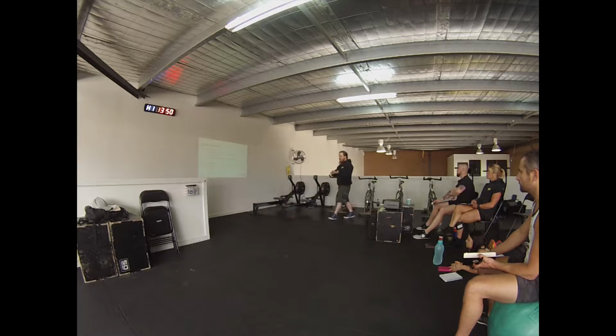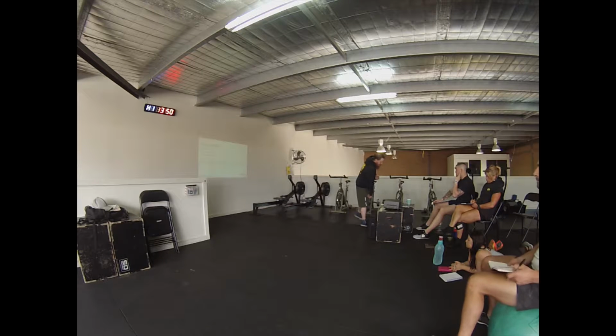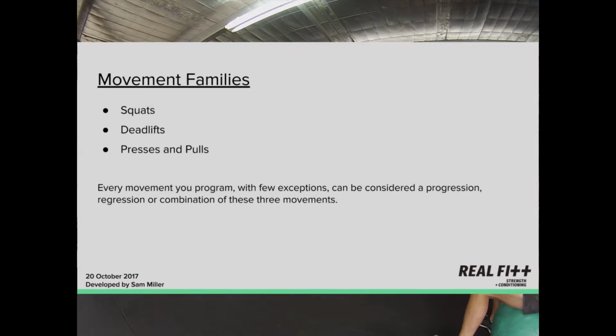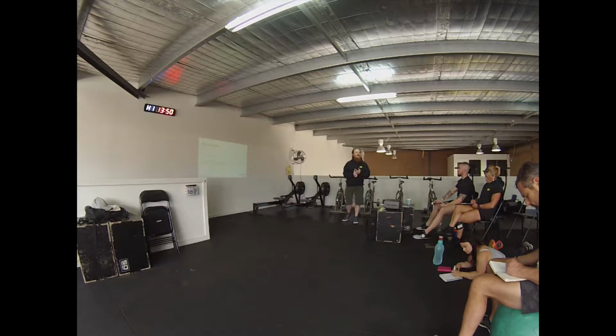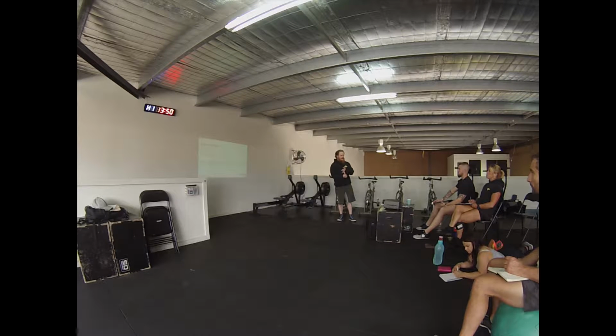So, the movement breakdown consists of three primary parts. You've got movement families, you've got stress locations, and you've got types of stress. Movement families. We've got squats, deadlifts, presses, and pulls. Every movement you program, with few exceptions, can be considered a progression, a regression, or a combination of these movements. Right? You think about a clean and jerk. It's a combination of all three of those. It starts with a deadlift, progresses into a squat with a transition phase in the middle, finishes with a press. Right?